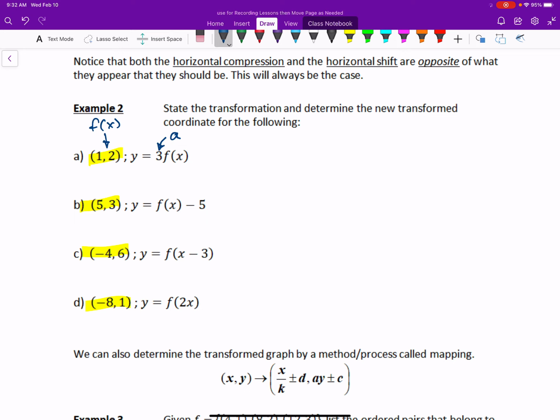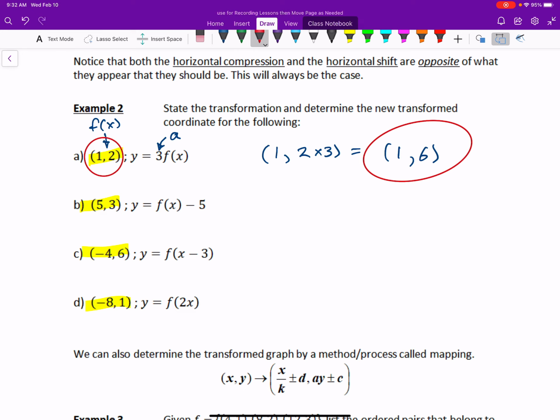If this is a vertical stretch, that means I'm going to take the point (1, 2) and multiply the y value by a. And so I'll get the new point (1, 6). That's the new transformed function. This is my answer, in other words. All I've done is transform that point by stretching it by 3. We know that this a value of 3 stretches by 3, and if I started at (1, 2), clearly the point (1, 6) is 3 times higher. That's what this is telling us.